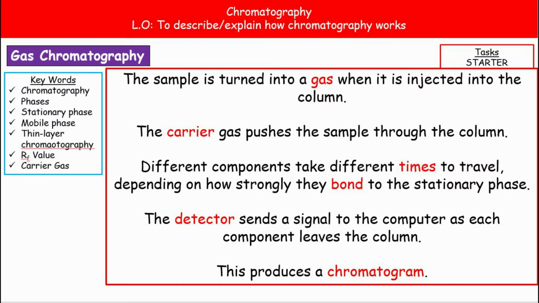So give yourself a tick for each of those words you got right, and then give yourself a score out of 6 next to it. Obviously, if there were any you got wrong, make sure you have written the correct word in so that you do have a full description of how gas chromatography works.